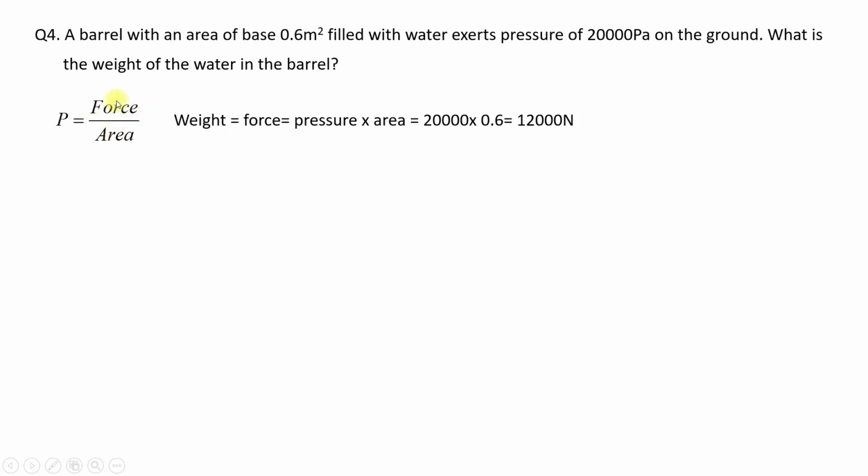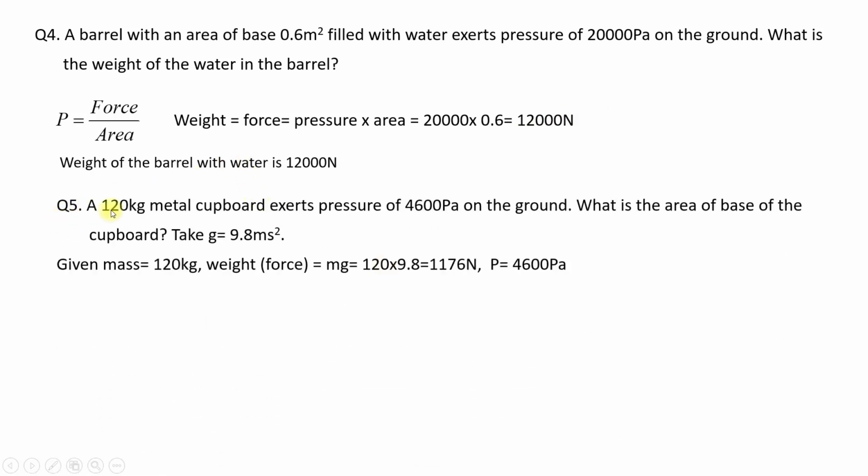Now to calculate weight, force is weight here, so area will go and multiply with the pressure. Therefore we have pressure times area. We are given the pressure of 20,000 times area 0.6. Here we don't have to do the conversion because it is already given in meter square. So we get the weight of the barrel along with the water as 12,000 Newton.